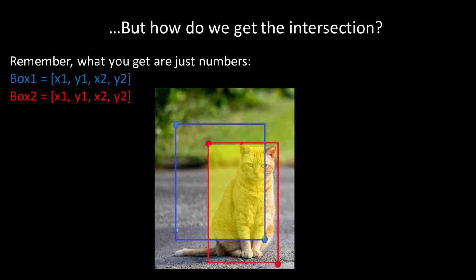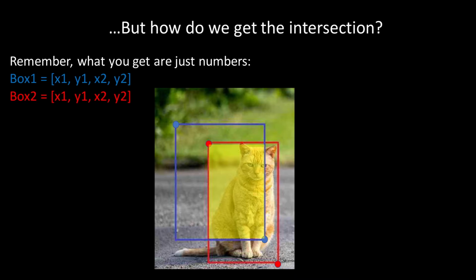So now what we are looking for is the corner points of the intersection between those two, which in this case would be the yellow region. And as we can see from this example, that would be the red box top left corner point, and then the blue's bottom right corner point.